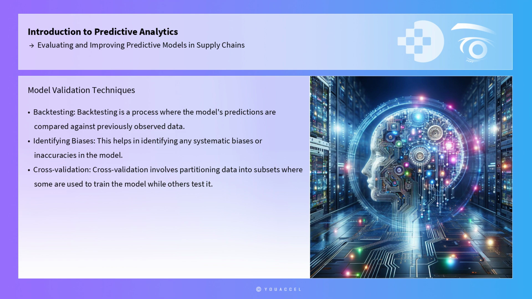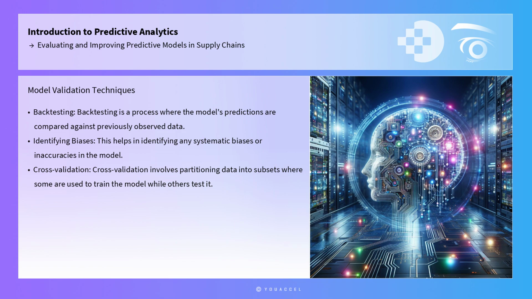Once the KPIs are defined, the next step is to validate the model using historical data. Backtesting, a process where the model's predictions are compared against previously observed data, is a common technique. This helps in identifying any systematic biases or inaccuracies in the model.